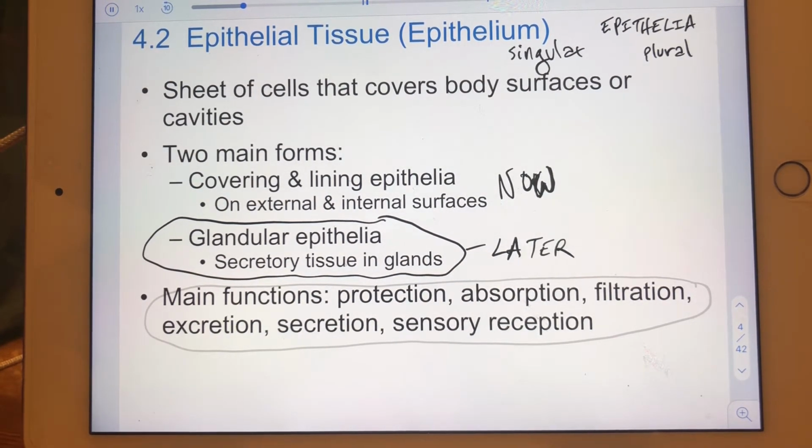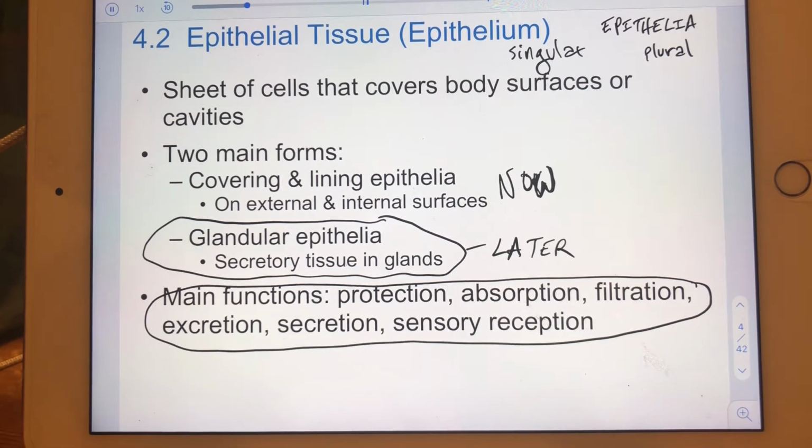One of the features of the different kinds of tissues that you want to master is their functions, okay? Because if you can identify a tissue in a micrograph, a photograph taken through a microscope, and you know what that tissue does, then sometimes you can figure out what organ you're looking at. Here's a list of the general major functions of epithelia, but it's probably better for you to learn functions of specific epithelial types. So let's move on now to those covering and lining epithelia.